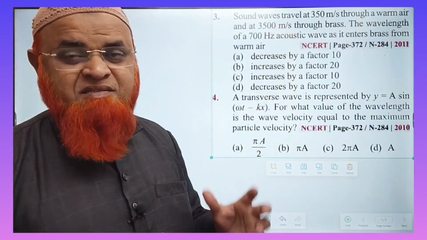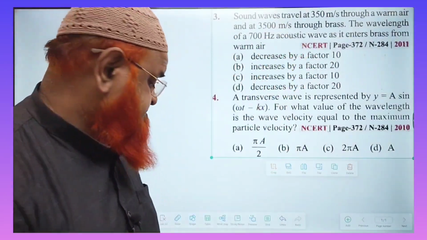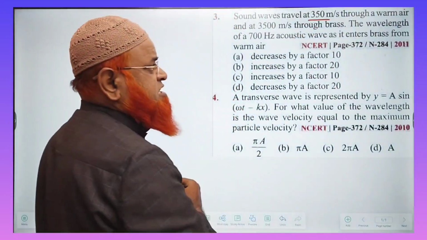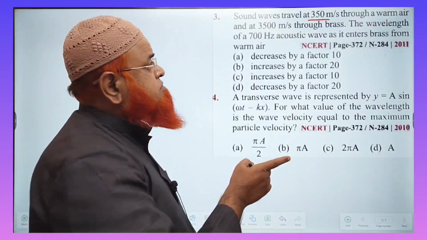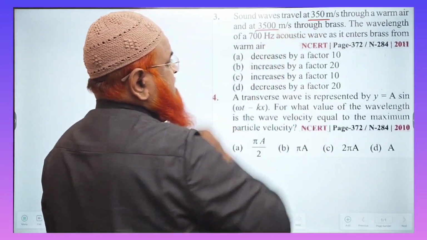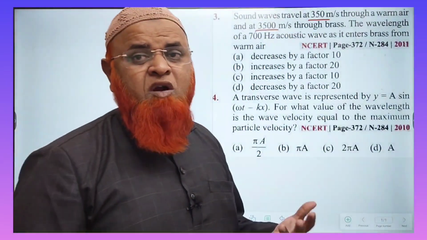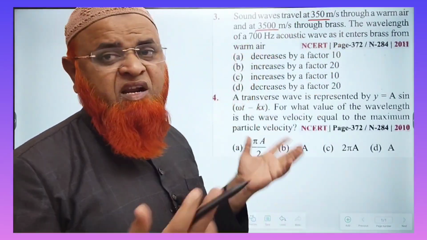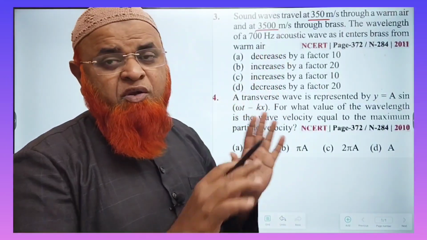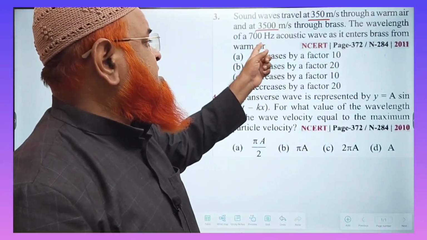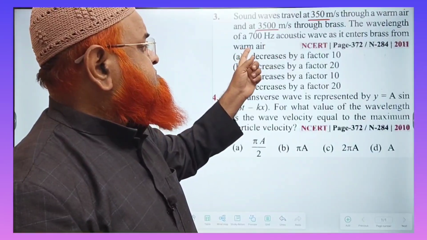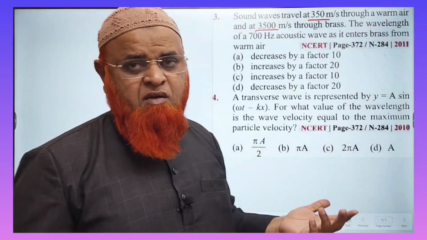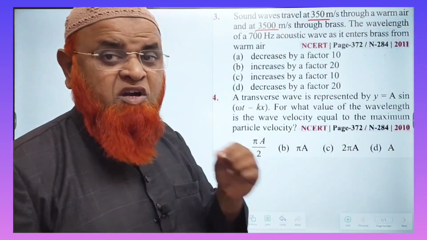You can just see in the first question here, it is said that velocity is 350 meters per second through warm water. It is 3500 meters per second in brass. Warm water and brass, speeds are different. If you observe, the wavelength is 700. It's not going to change. But here, it enters from brass to warm water. That is a shortcut method for this.